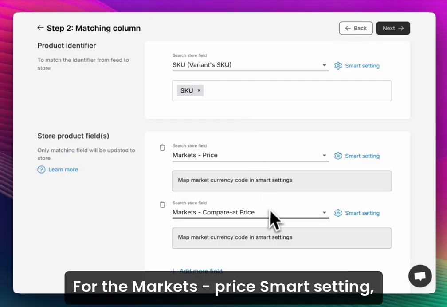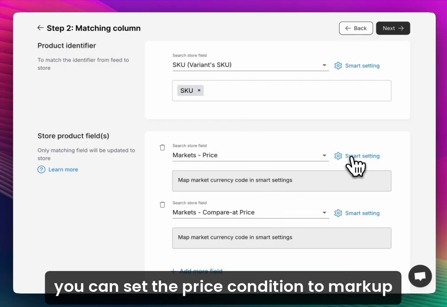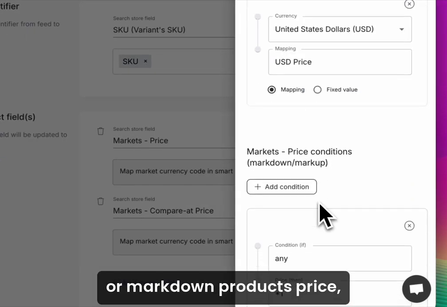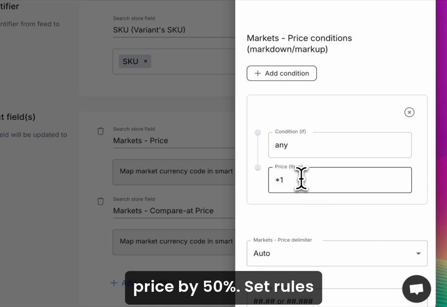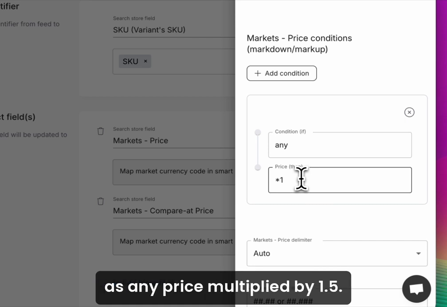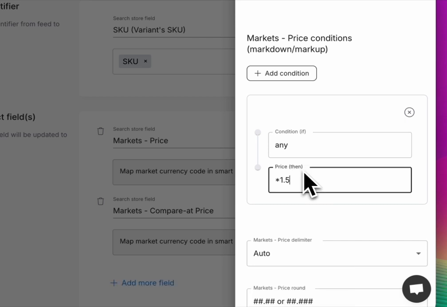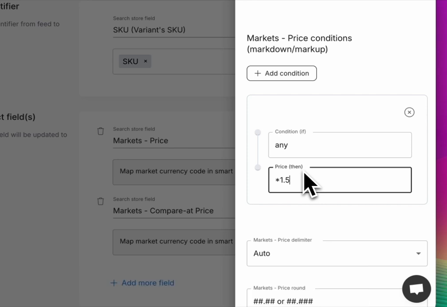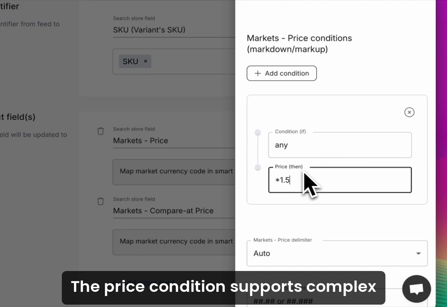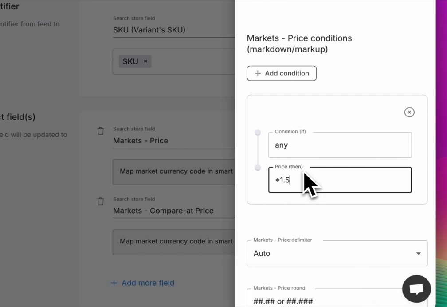For the Markets price smart settings, you can set the price condition to mark up or mark down the product's price. For example, to mark up the price by 50%, set rules as any price multiplied by 1.5. It will multiply all the prices by 1.5. The price condition supports complex conditions for more use cases.